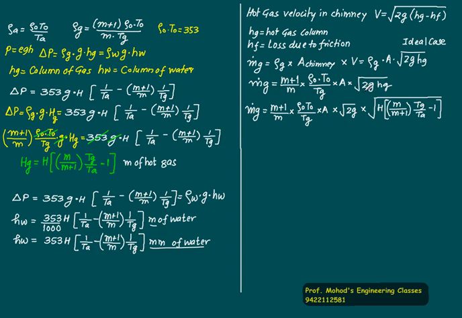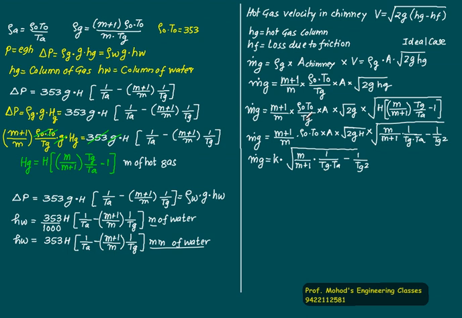We can take out under root 2g common, and instead of Hg we will replace this value by h into m upon m plus 1 Tg by Ta minus 1. So we get under root of h into m upon m plus 1 Tg upon Ta minus 1. Now here is a Tg and there is one Tg here, so we'll shift this Tg inside the under root sign. The rest, m plus 1 upon m, is as it is, rho 0 T0 as it is, A will be as it is, under root 2g.